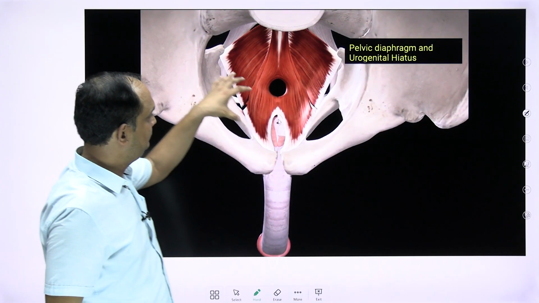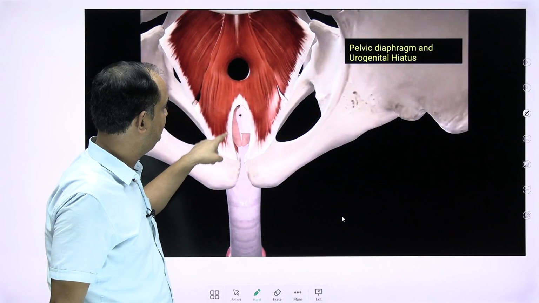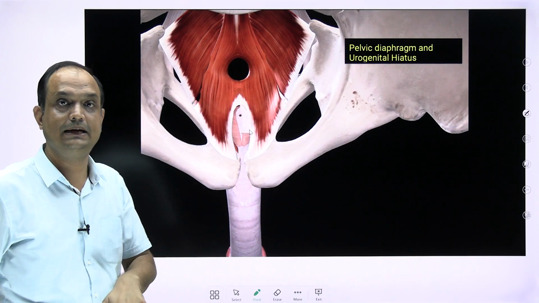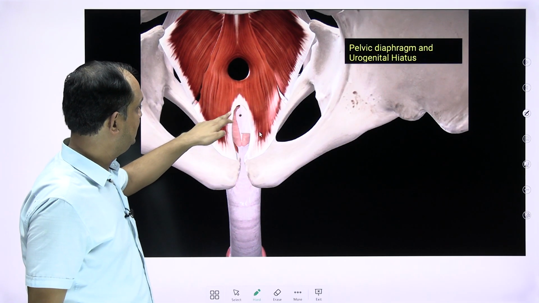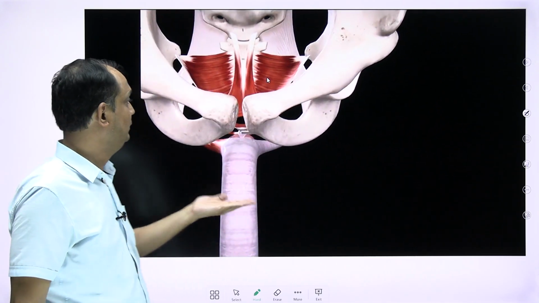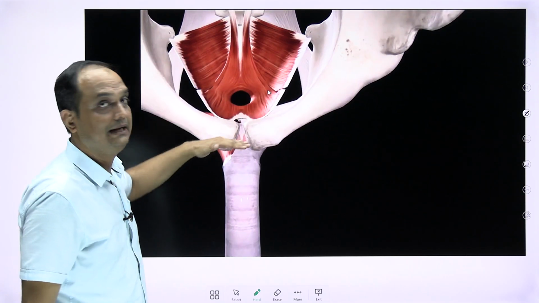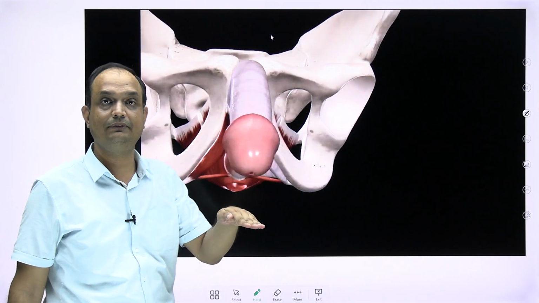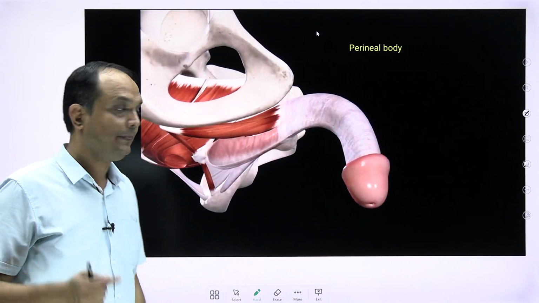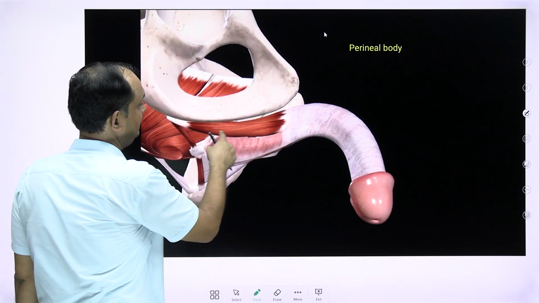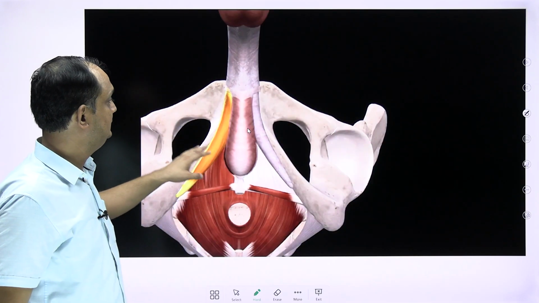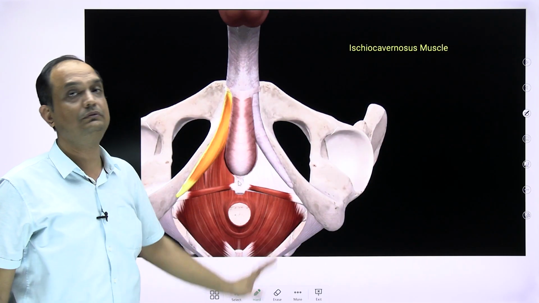Now, from above, you can see that there is a defect present in your pelvic diaphragm, which is known as the urogenital hiatus. And this urogenital hiatus is supported or closed from below by a septum-like diaphragm, which is known as the urogenital diaphragm, and the inferior layer of the urogenital diaphragm is known as the perineal membrane. Now, this is your crus of penis, which is covered by the muscle. Here you are not able to see the crus. Crus is visible once you remove the muscle.